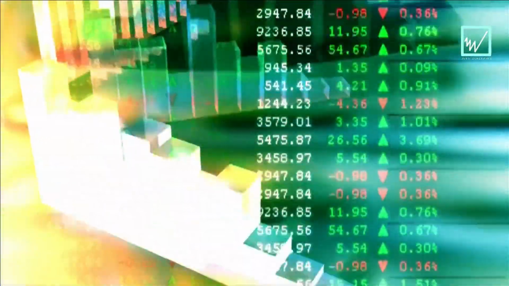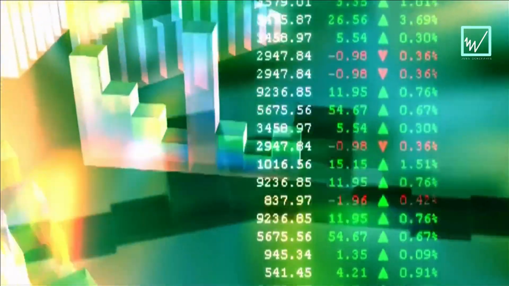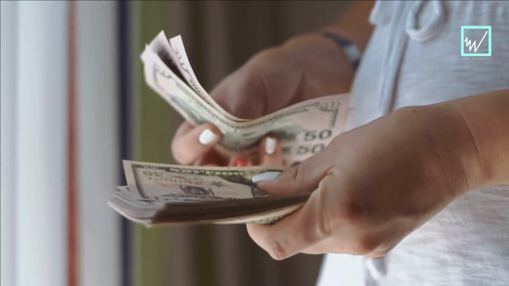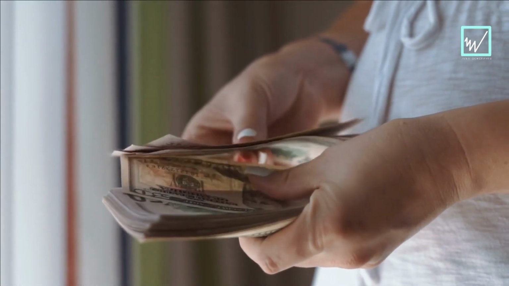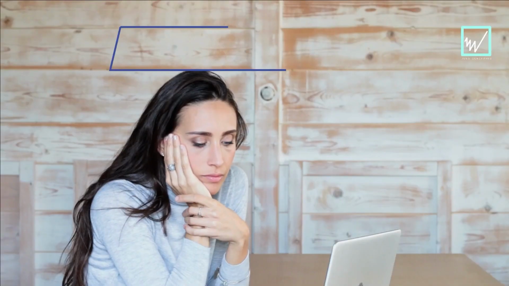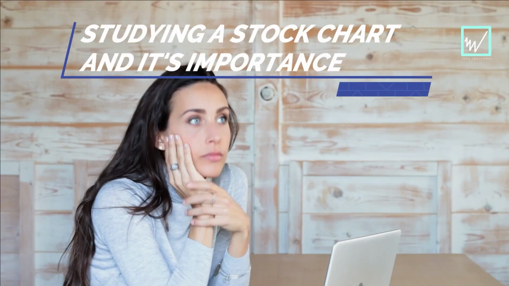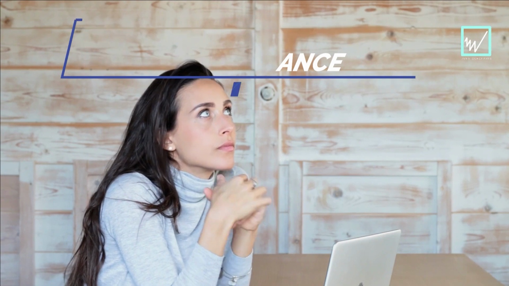If you master the skill of studying stock charts properly and knowing your strategy, it is the greatest way to create wealth for life, both for the short term and the long term. But what is the best way to study a stock chart? And why is stock chart reading so important?